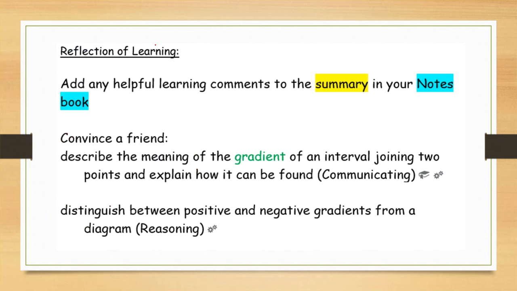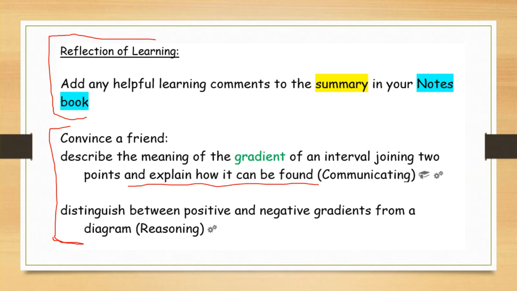Okay, it's time to reflect on your learning. As always, add any comments to the summary and your notes book. And you need to convince your friend that you know how to do these. So describe the meaning of the gradient of an interval joining 2 points and explain how it can be found. So the gradient, we're talking about slope, we're talking about rise over run. And we want to distinguish between the positive going up and negative going down.